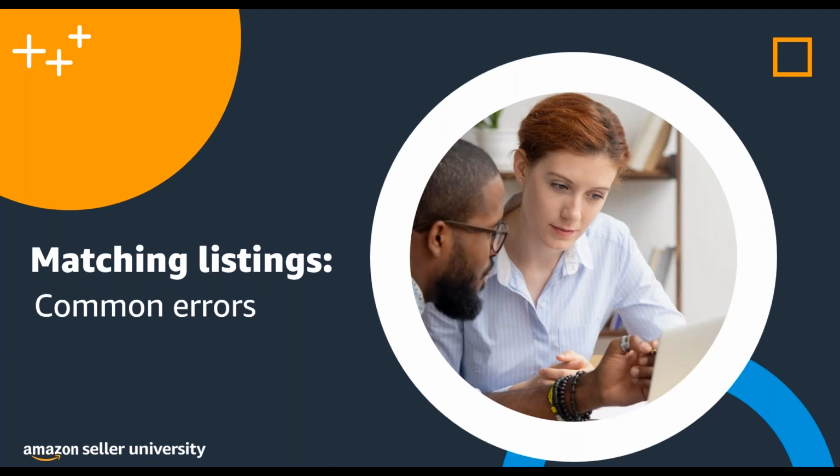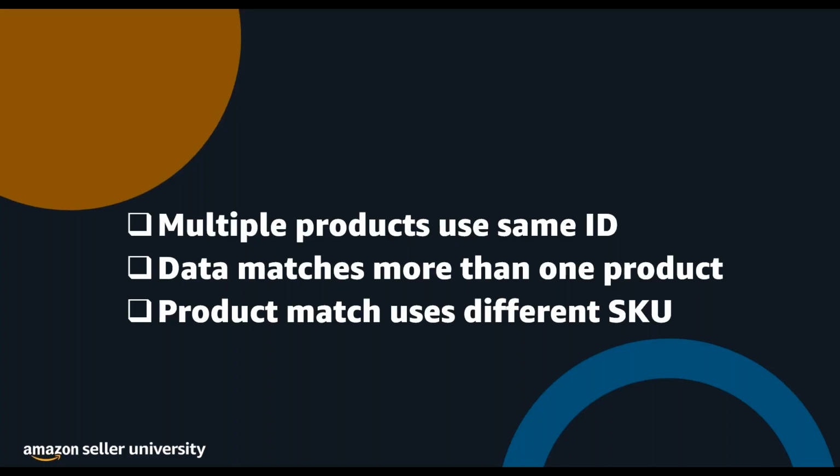And there's some common errors that sellers may encounter when they're matching their listings. Let's dive into those and see how we can resolve them. So one, you might see that multiple products are pulled up when you use the same product ID. And when this happens, you'll need to contact Amazon support to help us determine which ID your product should be matched to. Second, errors can also be caused when your product's data like manufacturer, condition type, or part type matches to more than one product, and you'll need to enter more specific product information when this error happens.